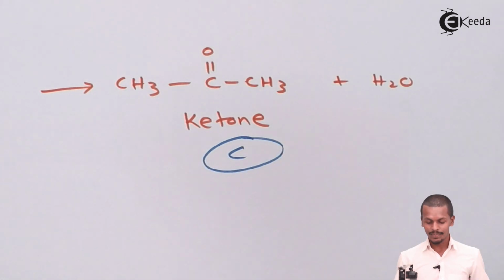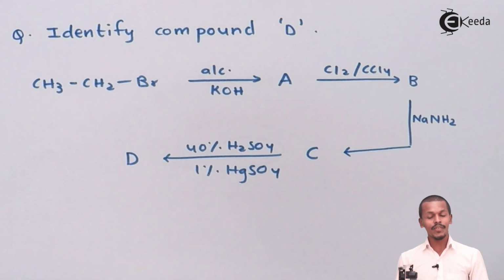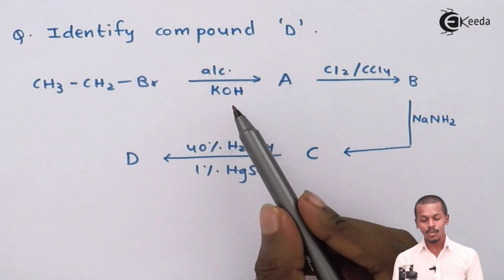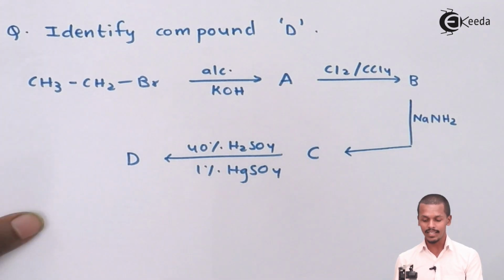So this is how we could get it. Talking about the next question, which is also provided to us, in this case we have to identify the product B. The reactions are given such that CH3CH2Br is reacted with alcoholic KOH to form A. So let us find out how product A is formed.